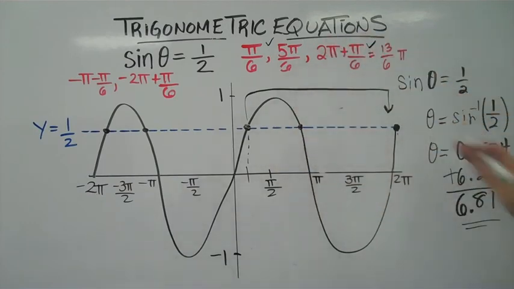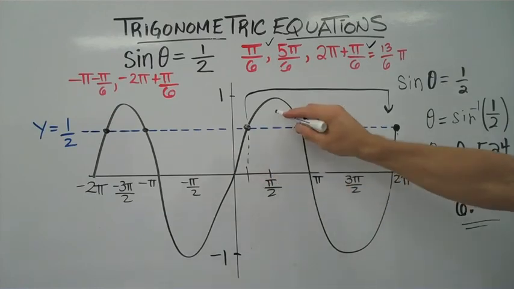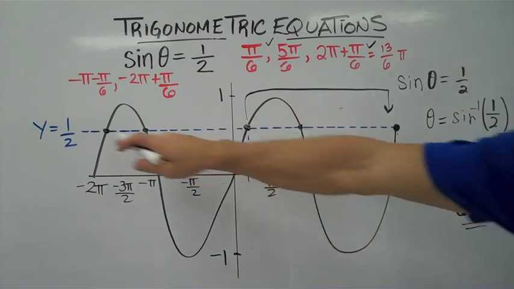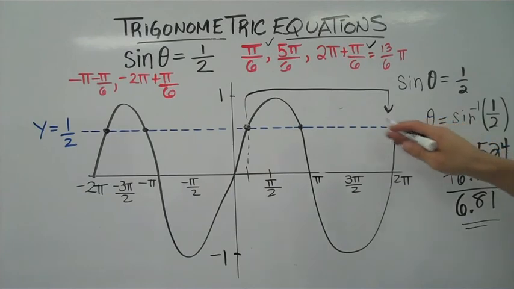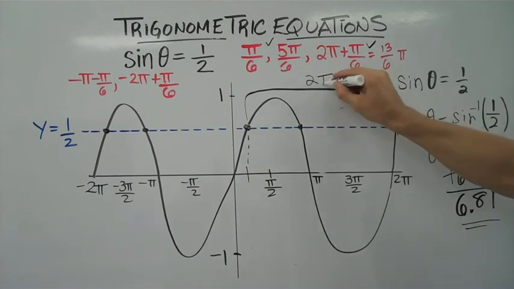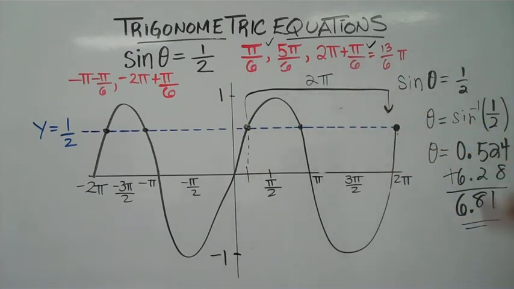There's a periodic nature, so every time I'm on the upswing of this curve and it hits my line y equals 1/2, it's going to happen again, but a distance of 2 pi later. It depends on what your period is. The period here happens to be 2 pi. That's why I'll hit it at that point later.